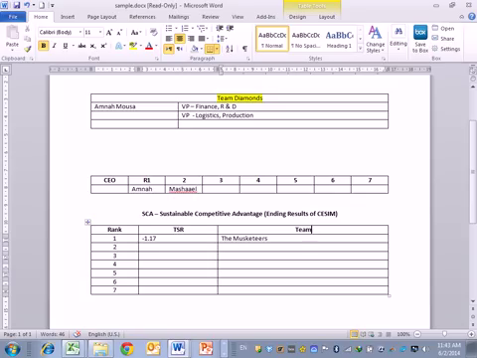Okay, so remember who was number 2? The Innocent Devils, right. So write down their TSR and also their team name, okay? So that's Sustainable Competitive Advantage, TSR, okay?